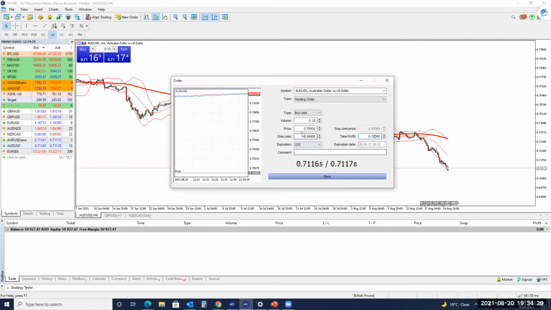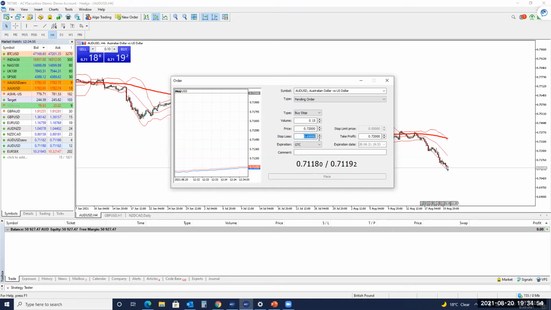If I put in a price at 0.72, I'm unable to place this order because we have the order type wrong. A buy limit only allows you to place this order given that the price we have specified is below the market rate. If we're looking to buy above market rate, we have to set up a buy stop.